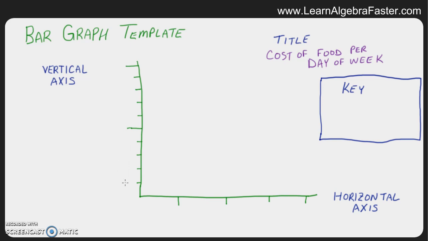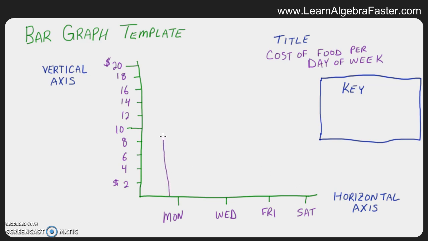Let's say maybe we have, let's do $2, $4, $6, $8, $10, and so on, all the way up to $20. And on our horizontal axis, we have room for four different groups, so we won't use all 7 days of the week, but let's maybe do Monday, Wednesday, Friday, and Saturday.